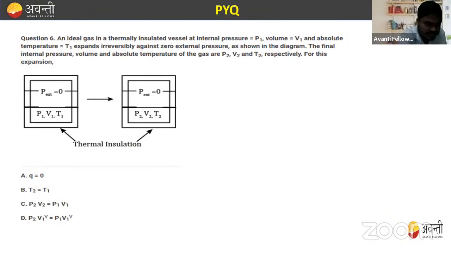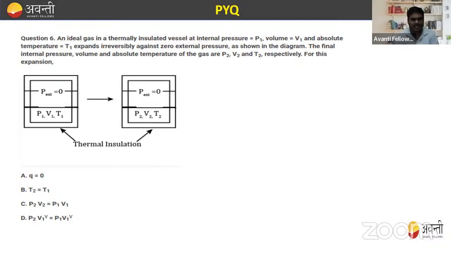Now this is question number 6. What the question basically asks: an ideal gas is in a thermally insulated vessel at internal pressure P1, volume V1 and absolute temperature T1. It expands reversibly against zero external pressure as shown in the figure. The final internal pressure, volume, and absolute temperature of the gas are P2, V2, T2 respectively. You have to calculate the following data.